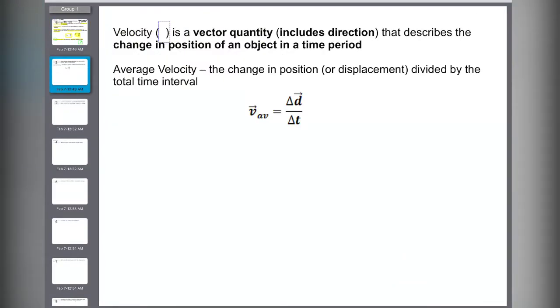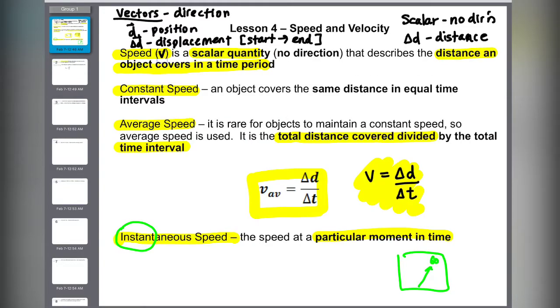Okay, velocity on the other hand is a vector quantity. Okay, velocity is a vector, so that means it has a direction. So if you go back to what I was saying, vectors are these guys. So vector velocity goes with displacement, and then scalar speed goes with the distance. So hopefully that helps you remember.